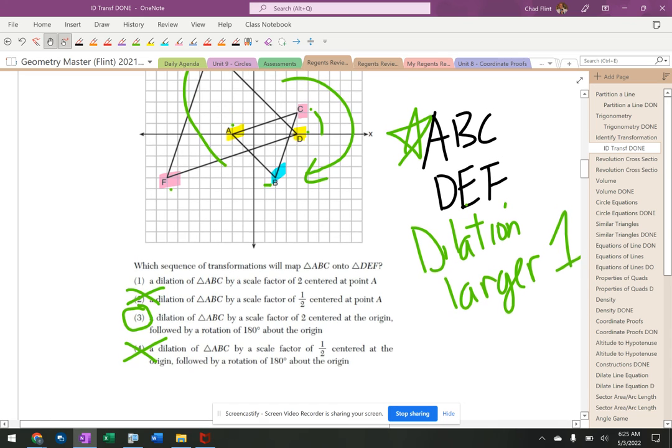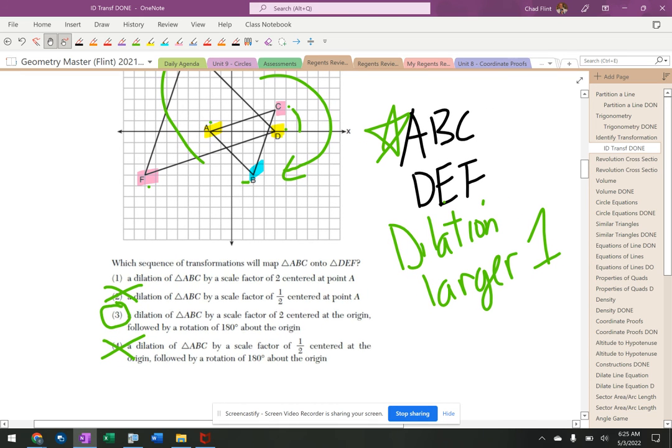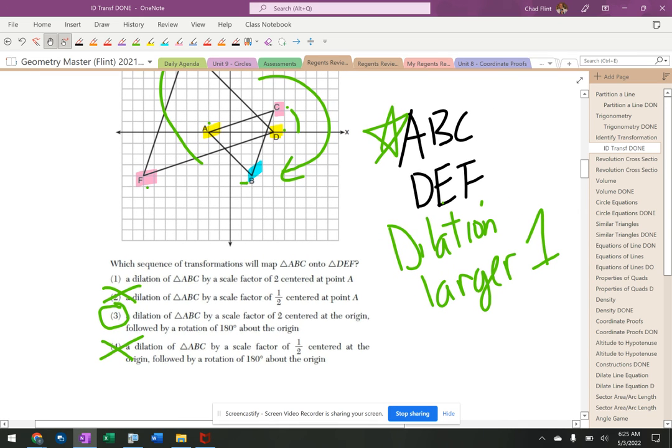Okay, if it was a dilation of scale factor 2 centered at point A, A wouldn't have moved. All right, and that's kind of a difficult concept, but if you start at a point and that's the center point of your dilation, that point won't move. So if A is the center, A would have to stay there, which means that it would not have spun around like it did, which would have caused a problem.